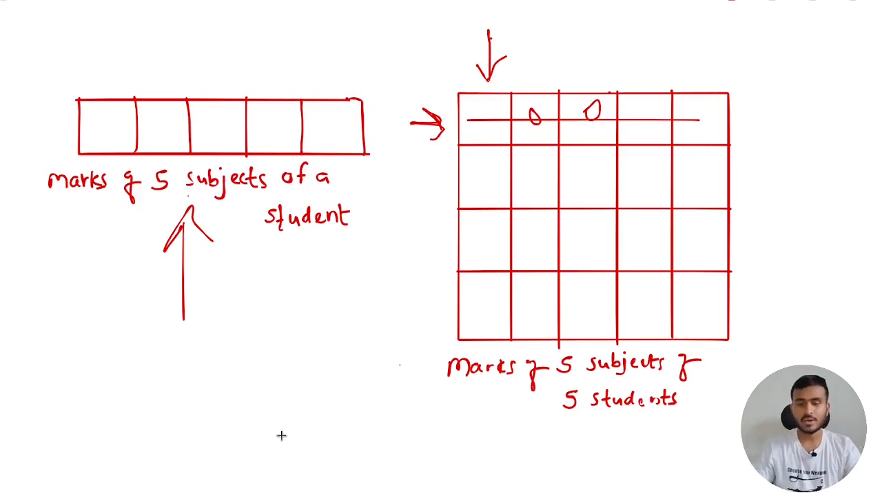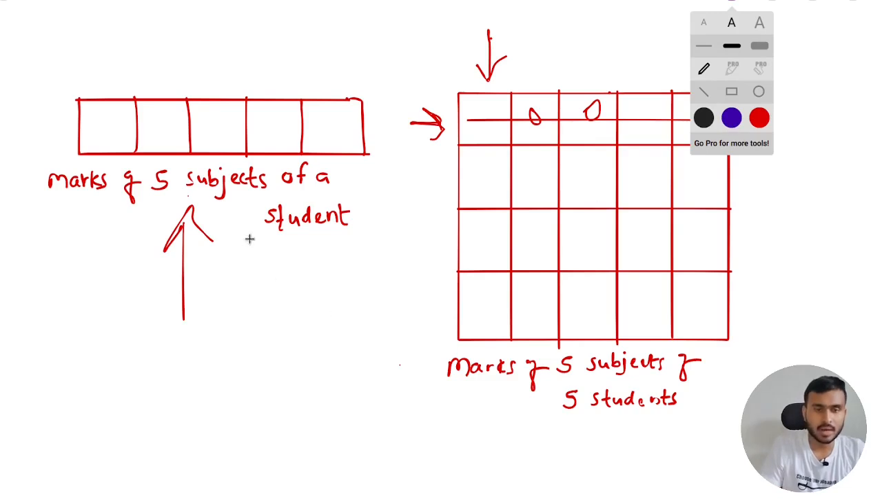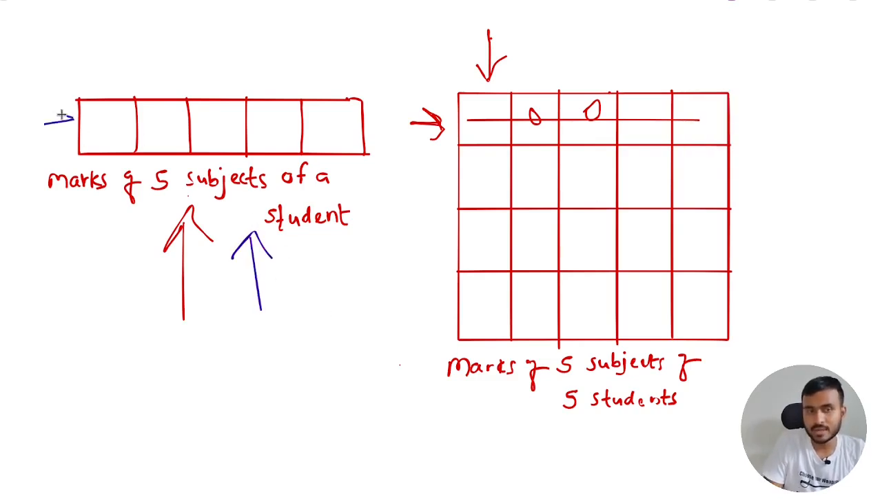Now this array that I have created is a single dimensional array. Why is it a single dimensional array? Because it has only one row, and in that single row we have multiple columns. Whenever you have this kind of structure, it is called a single dimensional or one dimensional array, 1D array. We have only one row, and in that row we have multiple columns.